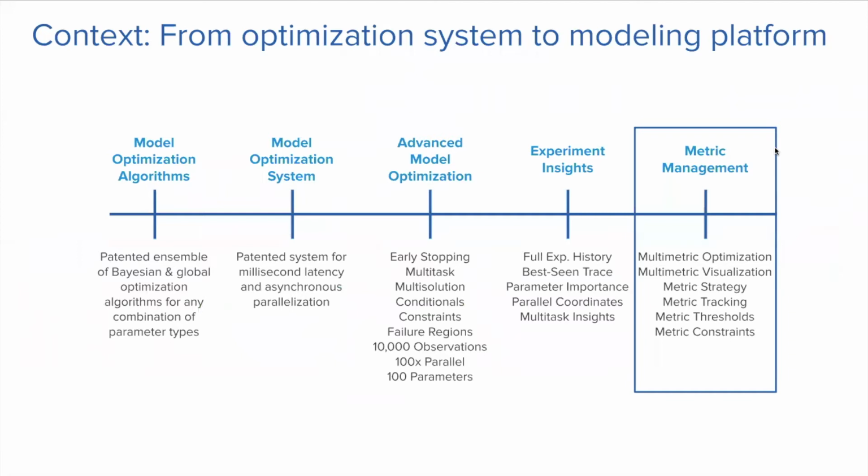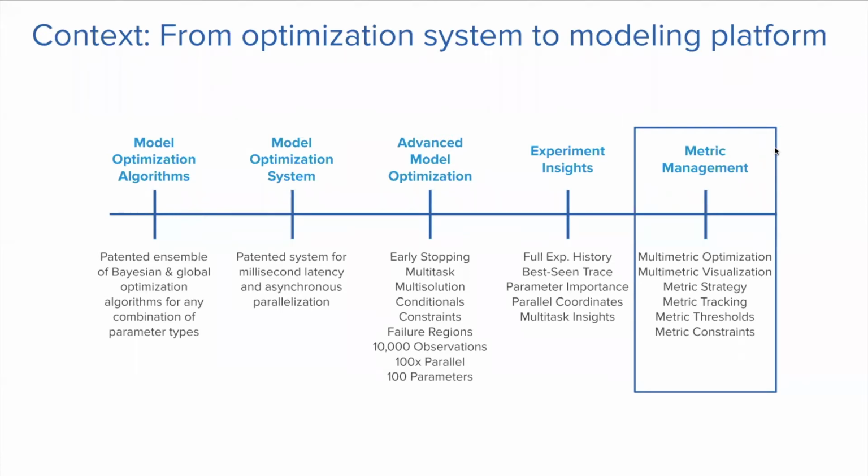To give a little bit of background, metric management is the last in a long series of developments that we've incorporated into our product. In the early days, we began by providing an ensemble of global and Bayesian optimization. What was unique about that at the time, and still to some extent, is that we can handle a wide variety of parameter types. We then scaled up our solution to accommodate our more demanding customers' needs by providing millisecond latency and also parallelization. If you have a large GPU cluster, we can provide asynchronous suggestions to all of your running instances.